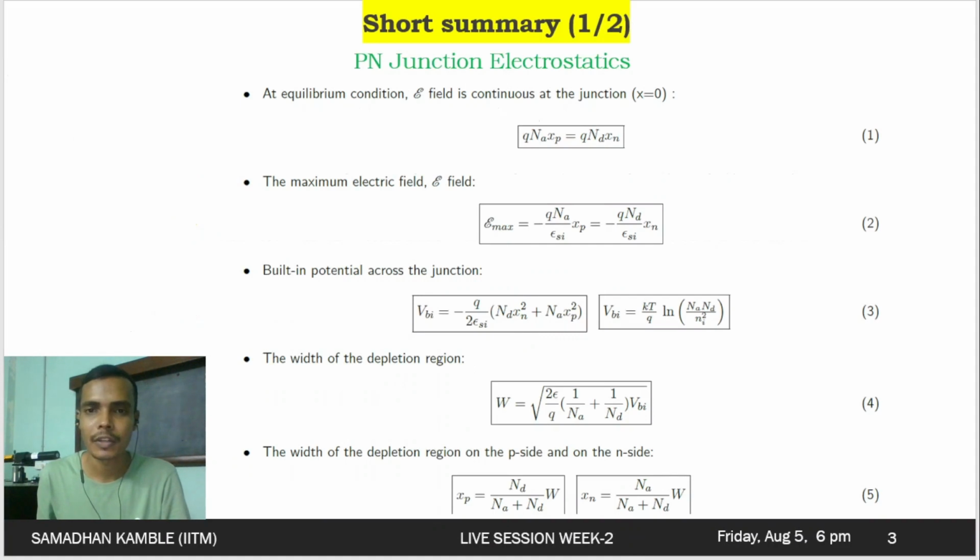Okay, so let us consider in this case a step graded, that is an abrupt, p-n junction at thermal equilibrium, where the p side doping density is given as Na and the n side doping density is given as Nd. Na and Nd are the doping densities for the acceptors and donors respectively, and we see that the value of these concentrations is roughly about 10 to the power 15 to 10 to the power 20 per centimeter cube.